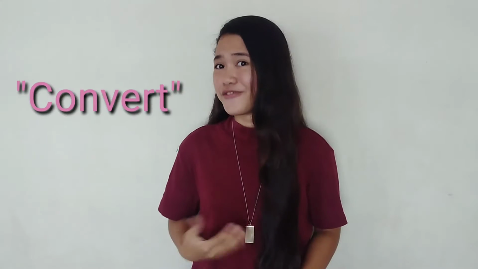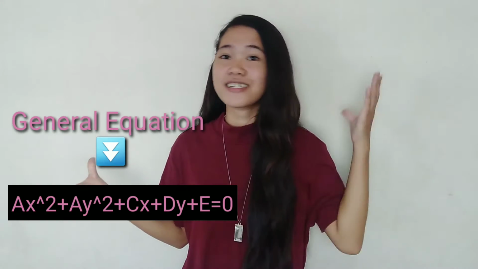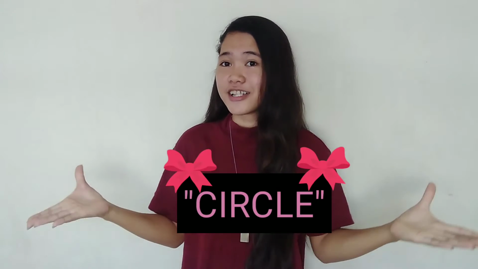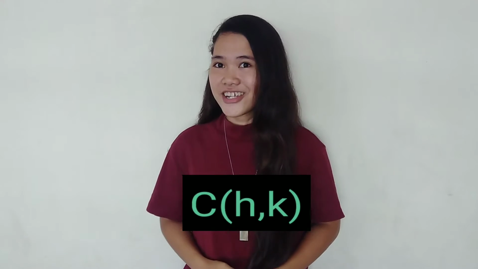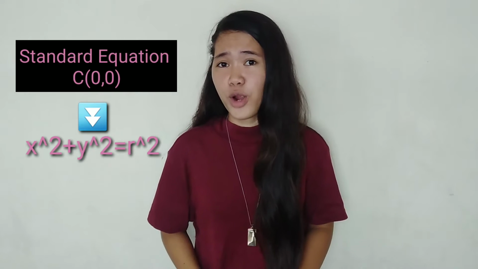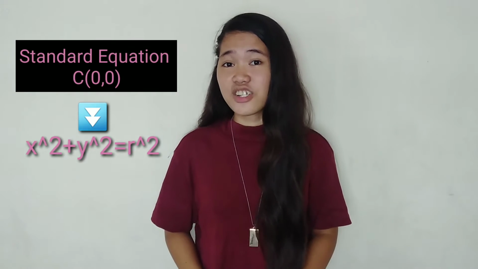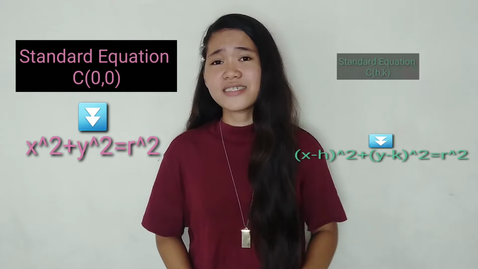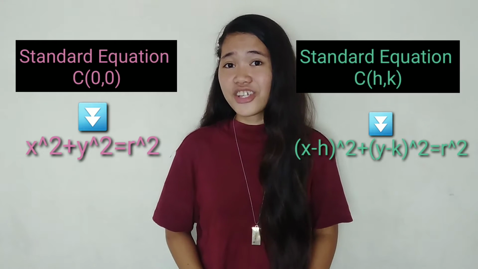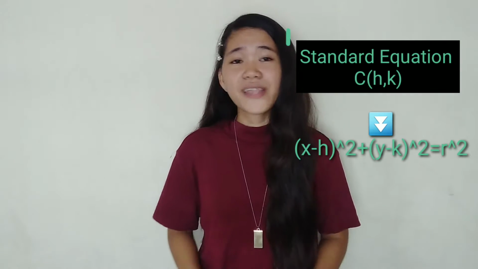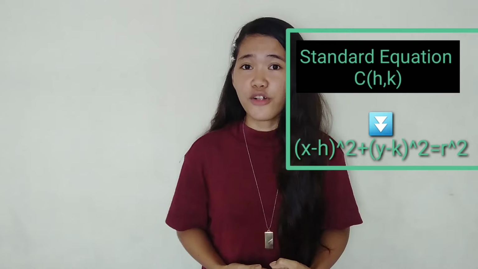For today's video, we're going to discuss how to convert or transform the general equation to the standard equation of a circle wherein the center is (h, k). Before we proceed, we should know that the circle has two standard forms. First is the standard form where the center is at the origin, and the second is the standard form where the center is (h, k). And that is what we're going to solve first.